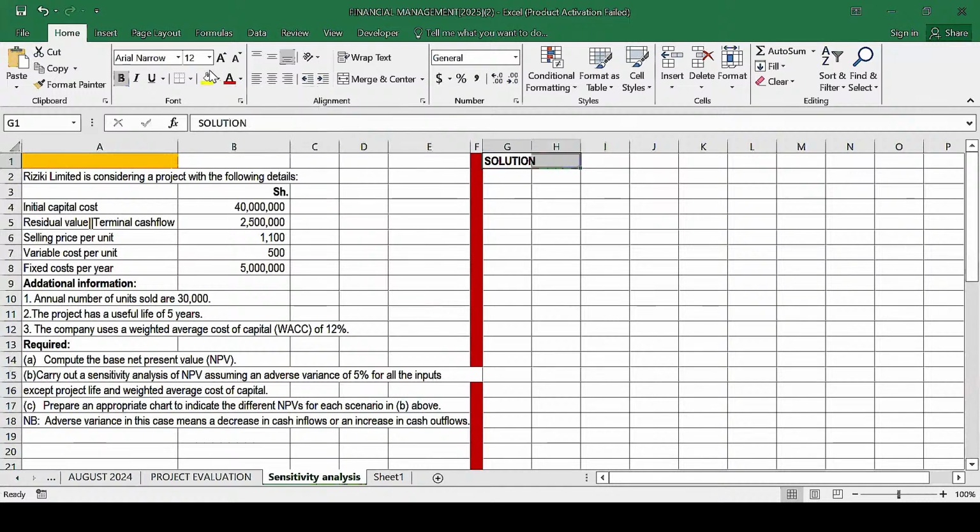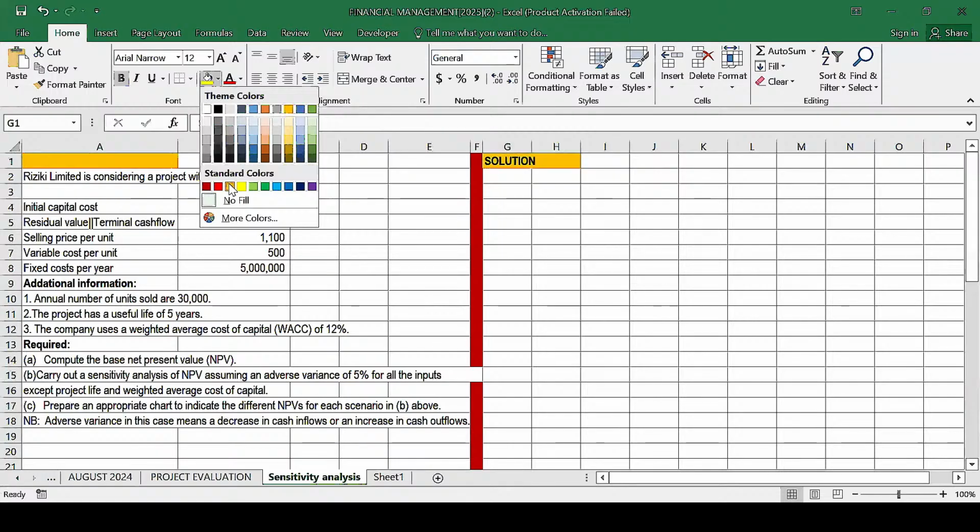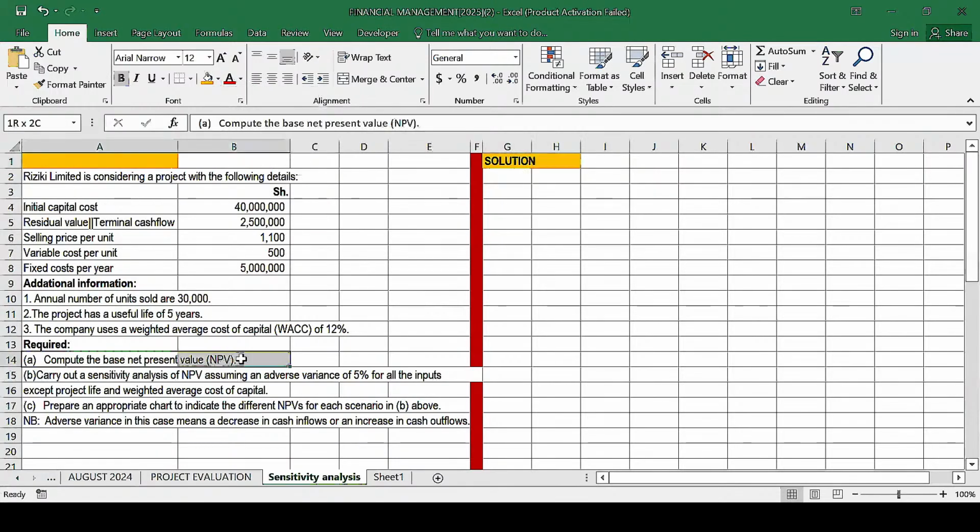We start with part A of the question. What are we required to do? We are required to compute the NPV. We just copy this one, we paste it here, Control C, Control V. How do we compute the project's NPV, net present value? We said the net present value is equal to the present value of cash flows minus the initial investment, or initial capital outlay.